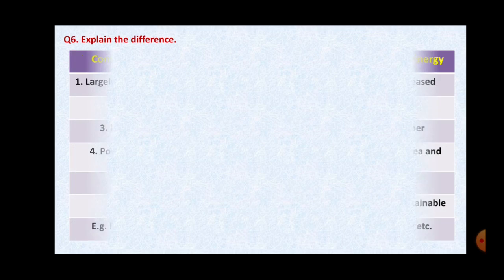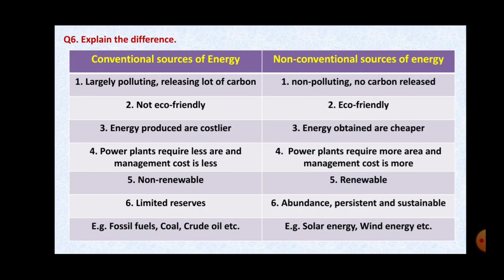Then next question is, explain the difference between conventional and non-conventional sources of energy. I had given you the points. While writing the points, you will write in complete sentences. Conventional sources of energy are largely polluting, they release a lot of carbon, whereas non-conventional are non-polluting, no carbon is released. Conventional are not eco-friendly, non-conventional are eco-friendly. Third, fuels produced are costlier in conventional sources of energy, whereas here the energy obtained is cheaper.